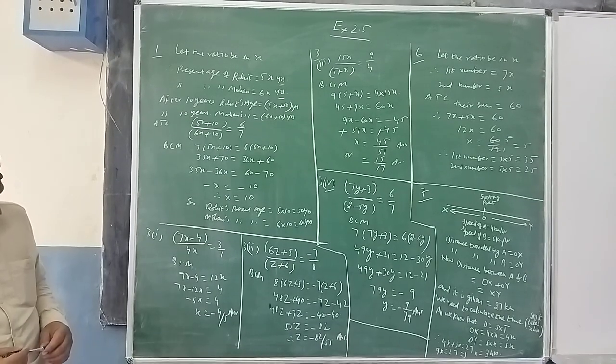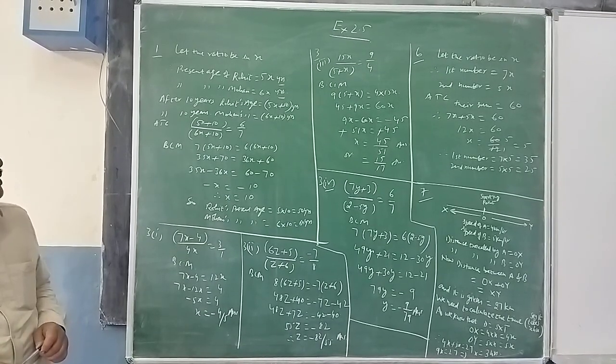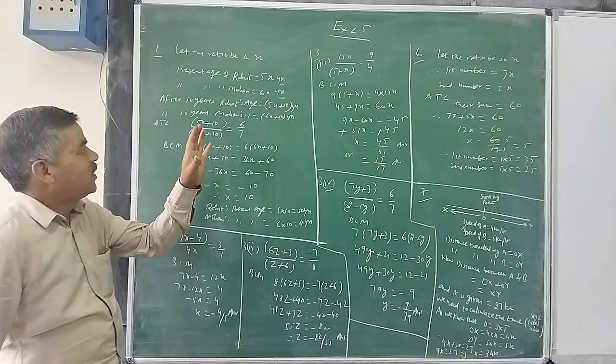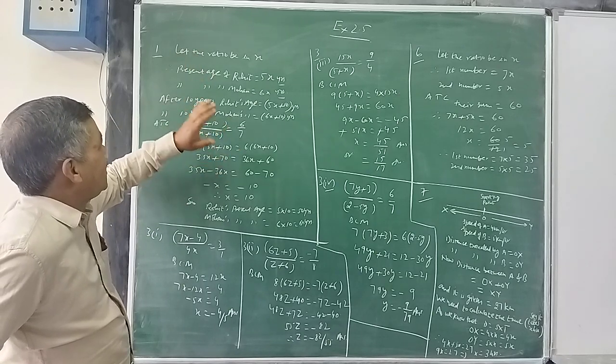Hello everybody. So I would like to continue with exercise 2.5. Somebody was asking about question number 1 again. Can you please explain how it comes?